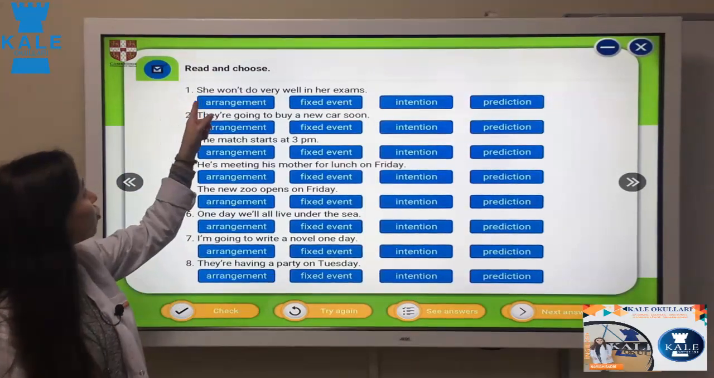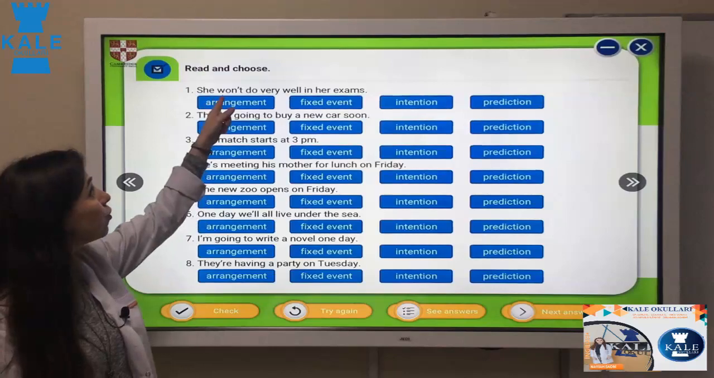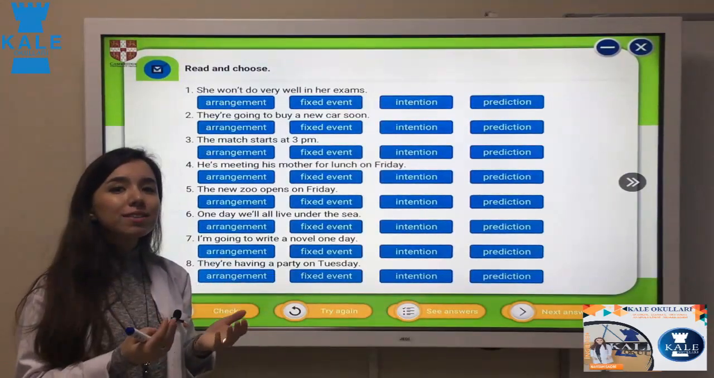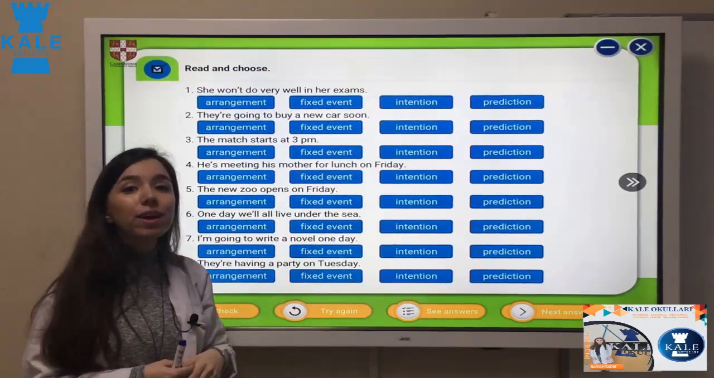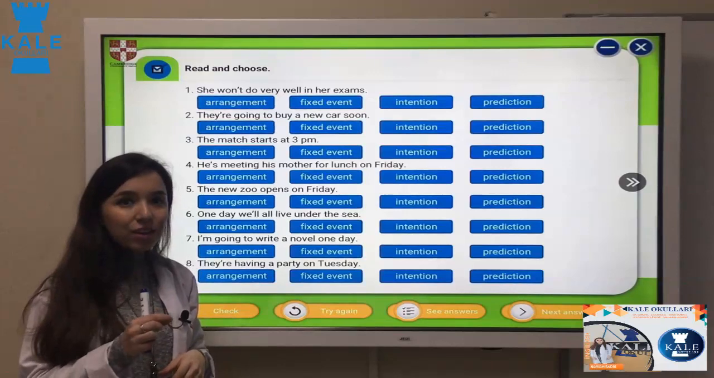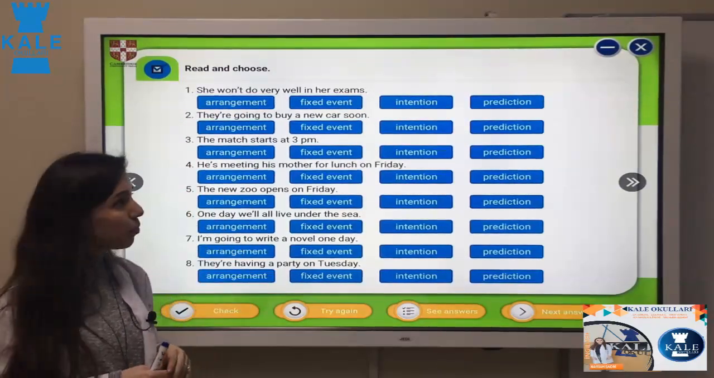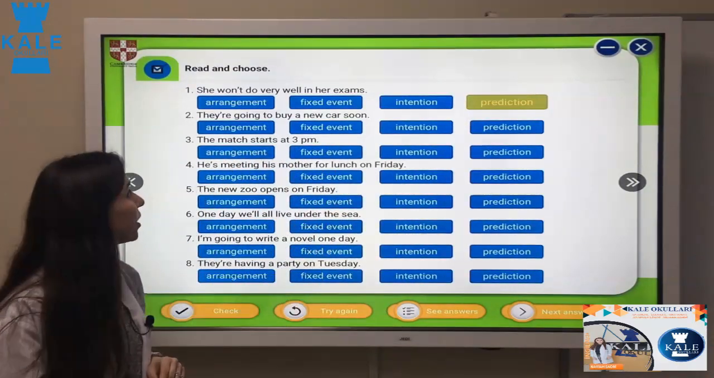So read and choose. She won't do very well in her exams. She won't. Here we use won't, the negative form of will. So what is this? Which one do you think? It's an arrangement, fixed event, intention or prediction. It's prediction, yes. I told you that for will and won't we use prediction. So our answer is this, yes, prediction.